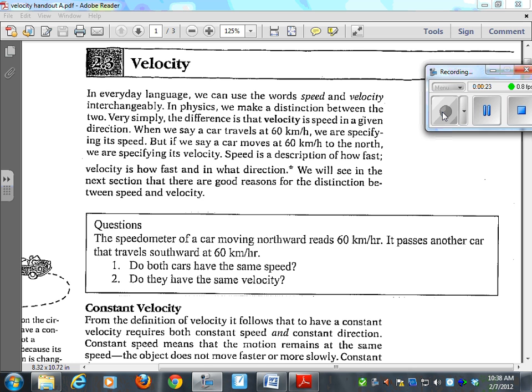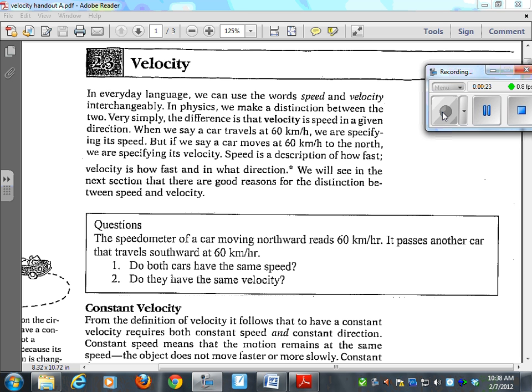When we say that a car travels at 60 kilometers an hour, we are specifying speed, but if we say a car moves at 60 kilometers an hour to the north, we are specifying its velocity. Speed is a description of how fast, velocity is just how fast and in what direction. You should probably highlight that. Velocity is how fast and in what direction. We will see in the next section that there are good reasons for the distinction between speed and velocity.